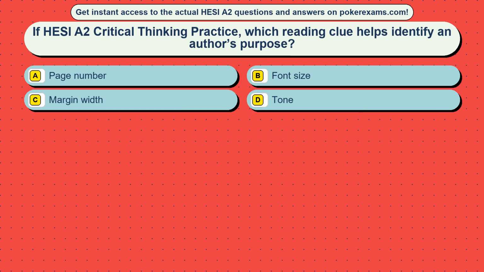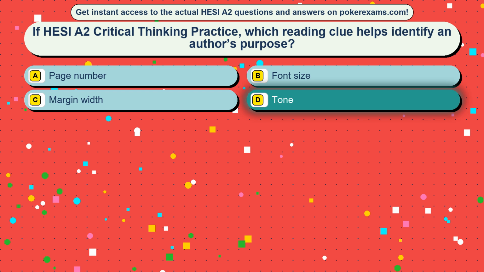Question 10. If HESI A2 critical thinking practice, which reading clue helps identify an author's purpose? Option A, page number. Option B, font size. Option C, margin width. Option D, tone. The correct answer is option D, tone.